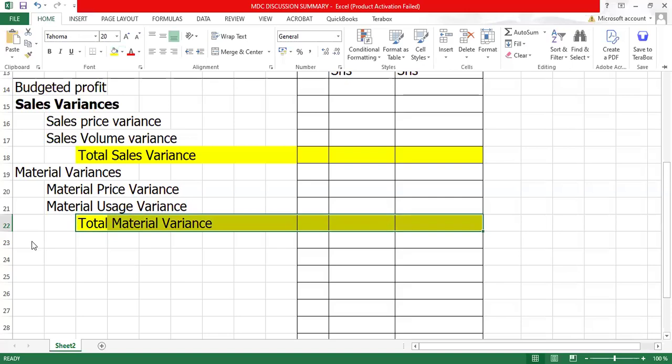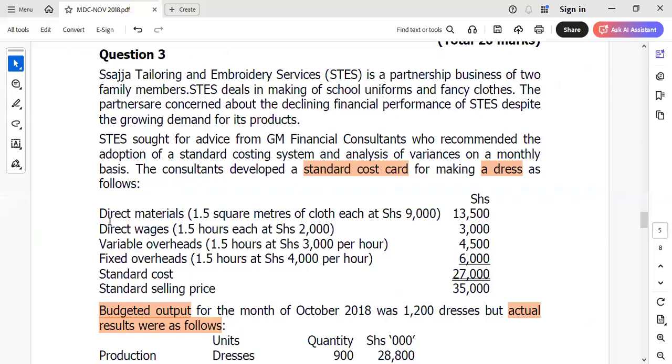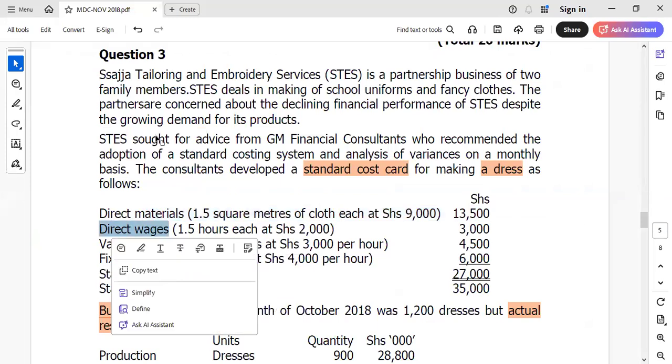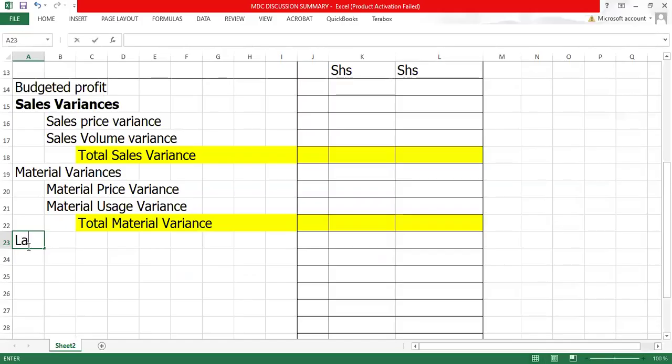Okay, so then from there, you are going to look at labor. You're going to look at wages. We are following the template, this one. Materials, now we look at wages, which can be in the form of labor. So we look at labor cost variances. And with labor cost variance, you have the idle time variance.